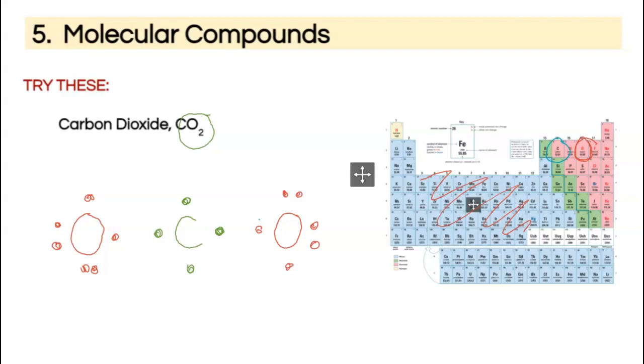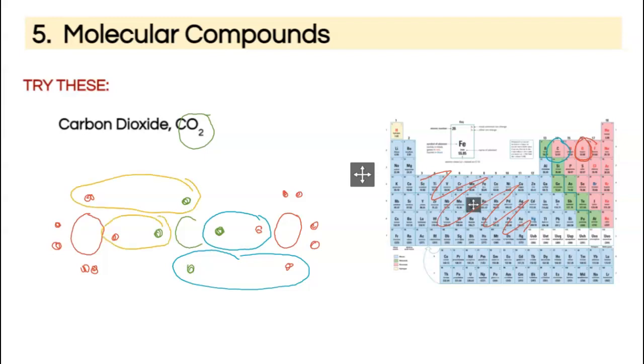Okay, so this oxygen over here is going to share this one and this one. And my second oxygen is going to share this one and this one. And what that creates is what we call double bonds. So instead of having a single covalent bond, we create a double covalent bond.